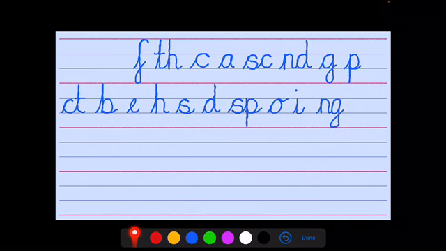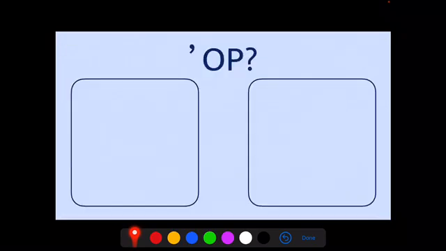Now, as I said, I will need to go over some of those letters again and practice them. You can do the same with yours if you'd like to. But let's take a look at, do we need an apostrophe op, where we use O and P to remind us of the reasons for using an apostrophe.